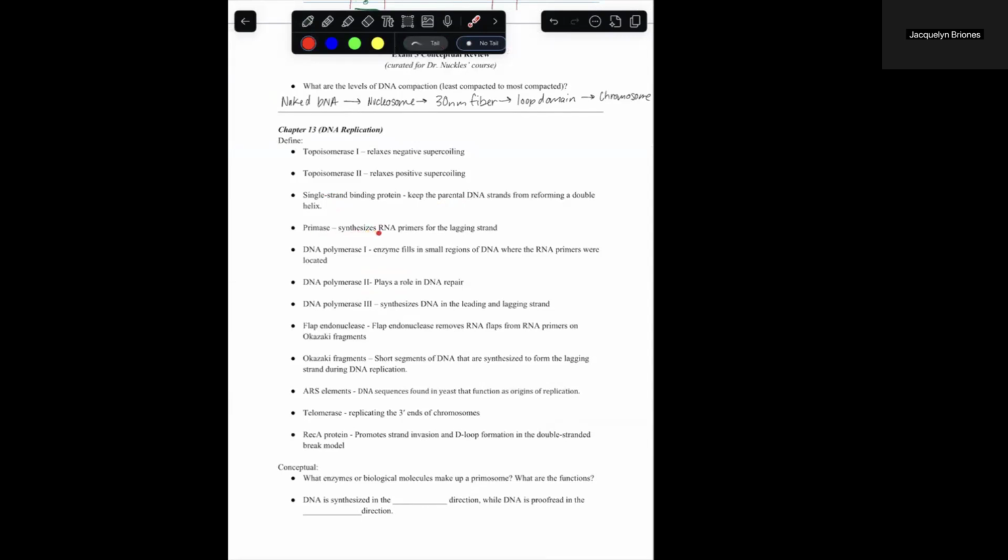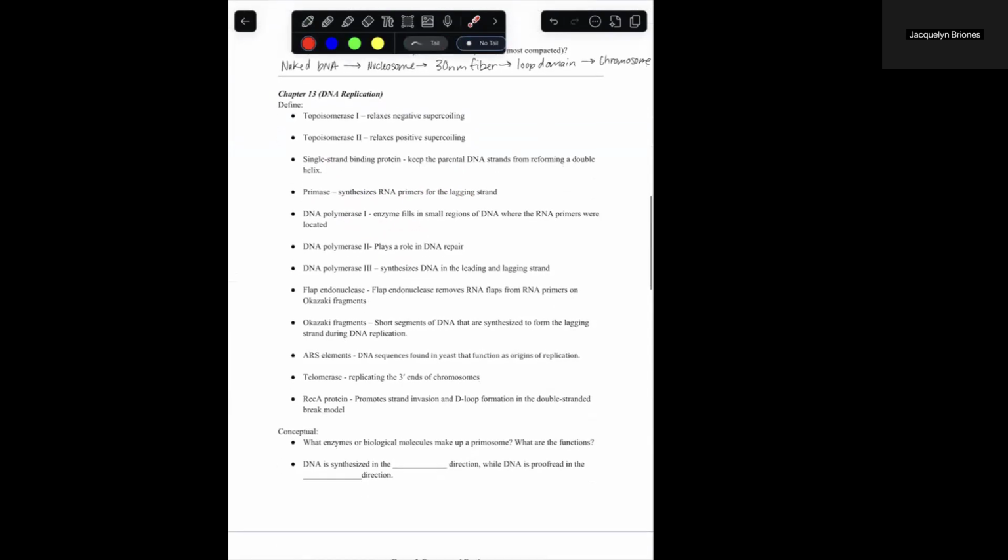Primase synthesizes RNA primers for the lagging strand. DNA polymerase 1 is an enzyme that fills in regions of DNA where the RNA primers were. So it's kind of the cleanup crew. DNA polymerase 2 plays a role in DNA repair. DNA pol 3 synthesizes DNA in the leading and lagging strand. This is the star of the show. This is the one we talk about the most.